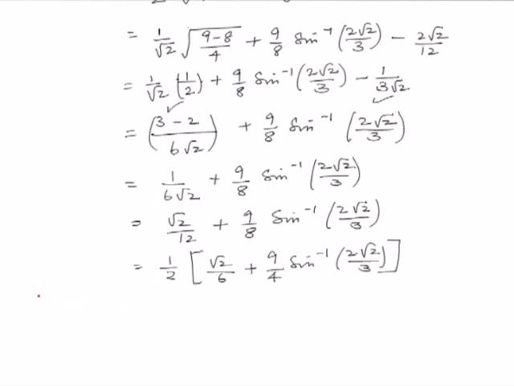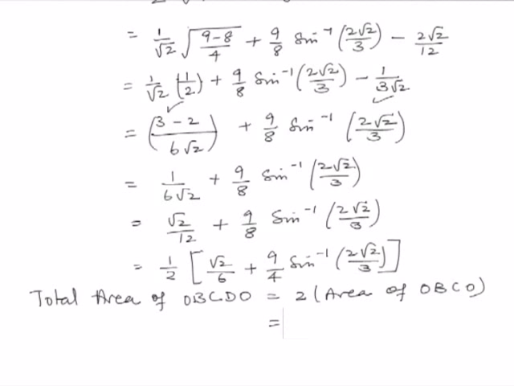Now this is not the final answer. We will have to substitute in the step that we have come from. So the total area of OBCDO is equal to twice this area. So substituting, we arrive at what is within the bracket. So it is equal to root 2 by 6 plus 9 by 4 sine inverse of 2 root 2 by 3 square units. So that concludes the answer. Now in these kinds of problems only the arithmetic matters, so I have taken the time to explain it to you.